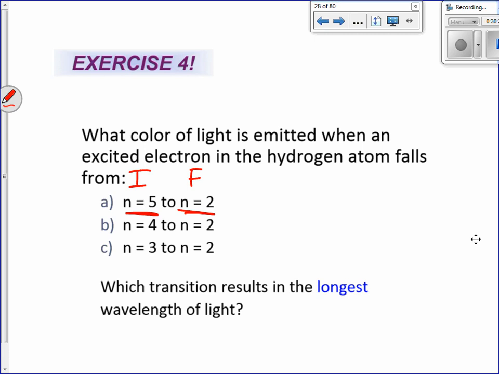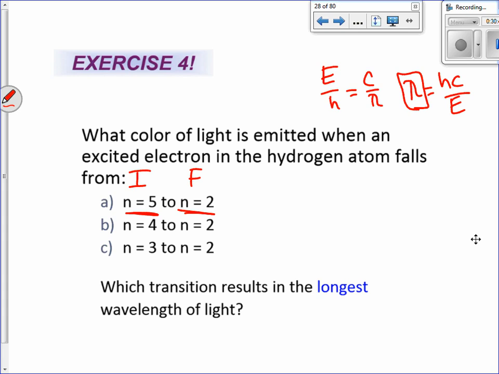And then remember, once you find the E, you can do E over H, what equals C over lambda, and then you can switch spots and do lambda equals what, HC over E. So we're going to be looking for the wavelength, okay? So do a calculation, try to find the wavelength at the end from it.